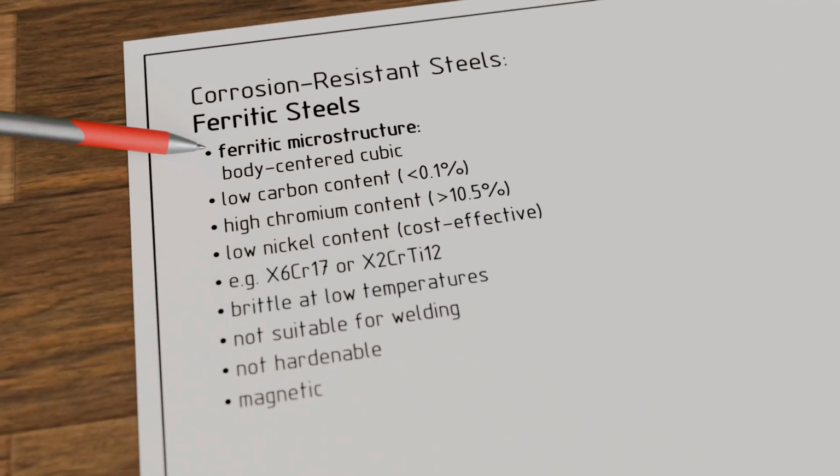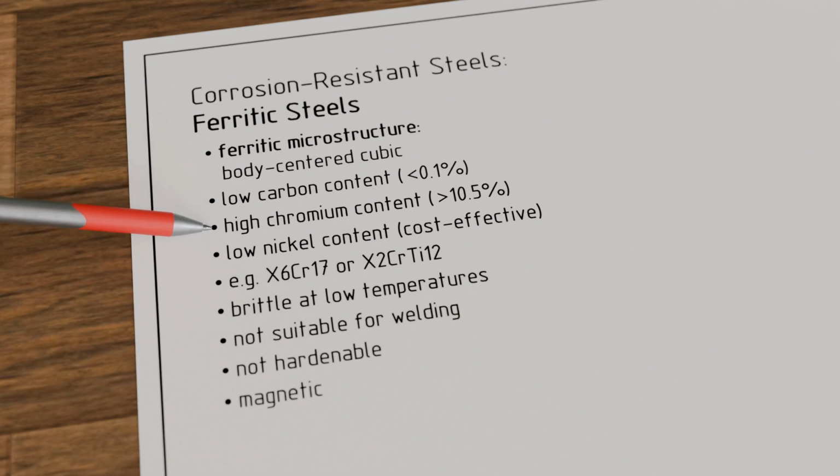These corrosion-resistant steels can be subdivided according to their microstructure into ferritic, martensitic, and austenitic steels. Ferritic steels are characterized by a predominantly ferritic microstructure. This is a nearly carbon-free, body-centered cubic lattice structure known as ferrite, which gives the steel its name. Ferritic steels contain very little carbon, usually less than 0.1%. However, a high chromium content of over 10.5% up to 30% is required for corrosion resistance.